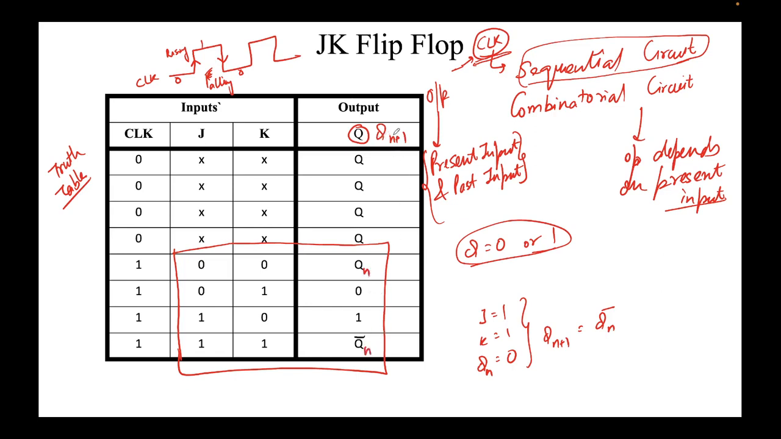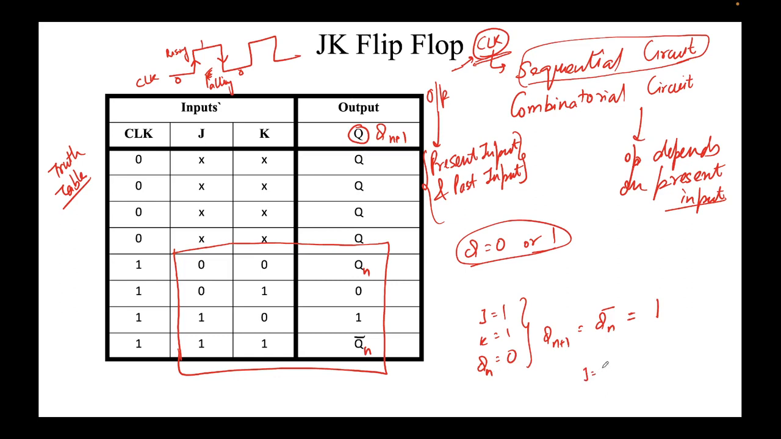So that's how we see the value of Qn+1, if J and K both are 1, will be nothing but Qn bar. What's the previous value of Q? That was 0. So now Qn+1 will become 1. Note what is happening. This symbol that you see is called toggle. Why toggle? Because when Qn is 0, the next value will become 1.